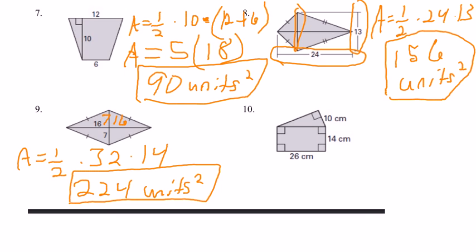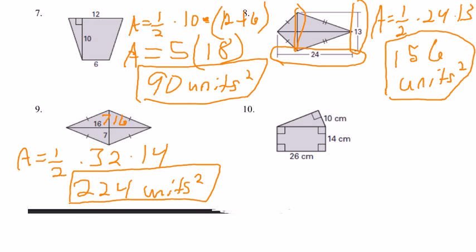And the last on the first page, number 10, again we have two shapes. We have a rectangle and we have a triangle on top of it. Let's make some more room here. And you are always welcome to use another sheet of paper if you ever run out of room.